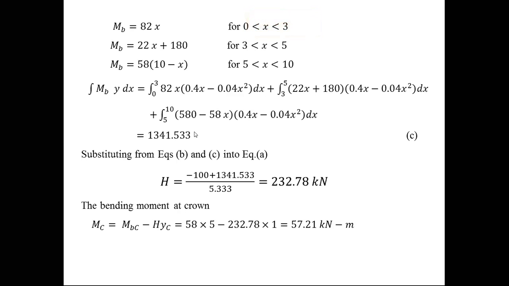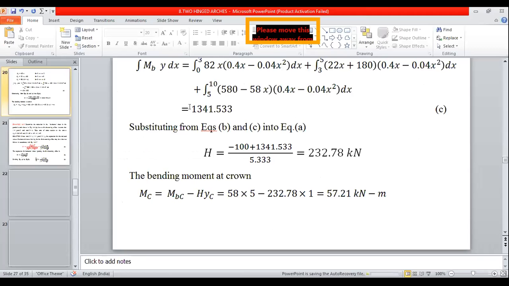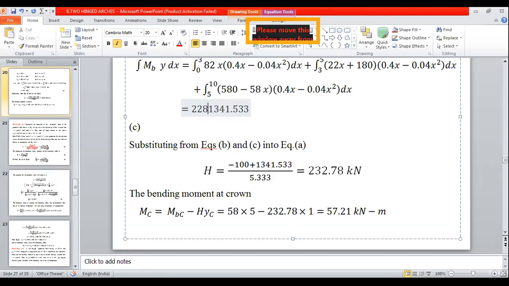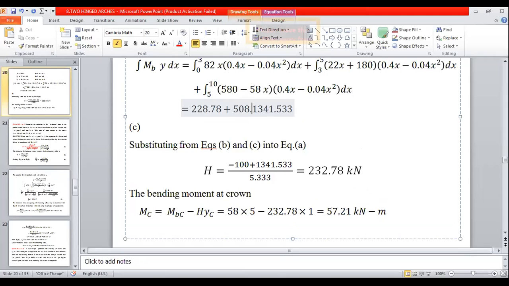1341.55 came, sir. Okay, well, what is the first term? 228.78. One minute, one minute. What is the first term? Tell me the numerical value. 228.78. Next, second term. 508.59. Third term. 604.18. Okay. So it is equal to 1341.55, sir.